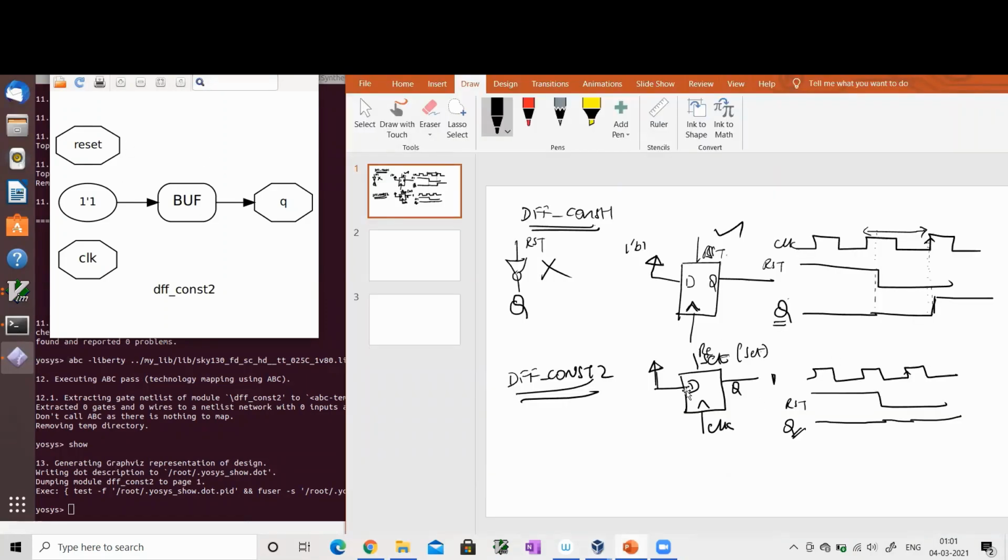Irrespective of my clock, reset, anything, my Q was always 1. So there is no need for any flop. It just removed everything and just connected. Clock is having no load, reset is having no connection. It's just a 1'b1 connected to Q. That's it. Nothing else. So this is the sequential optimization we were talking about. Okay, so now let's look at a few more examples.